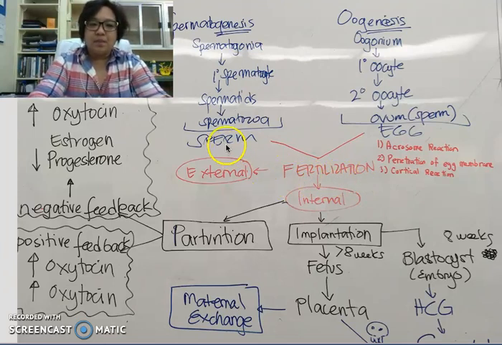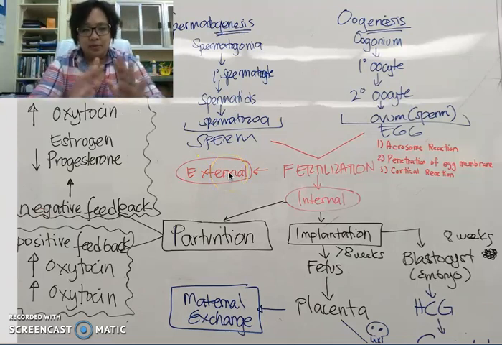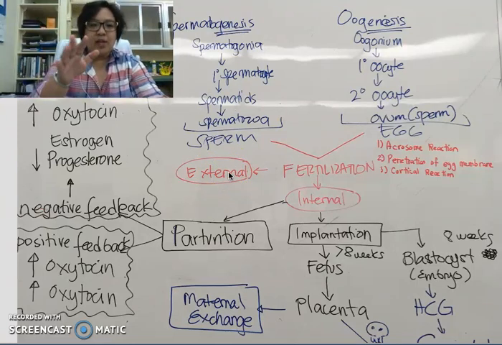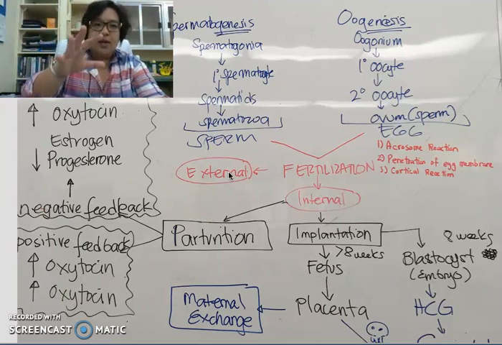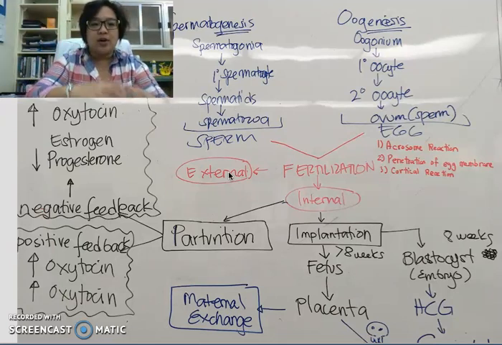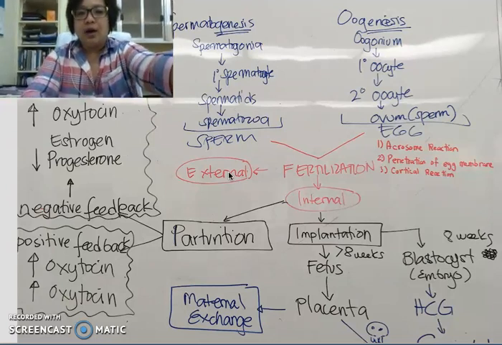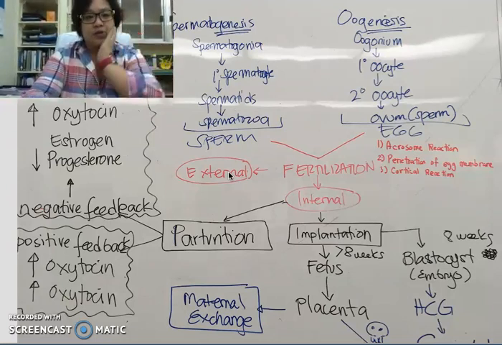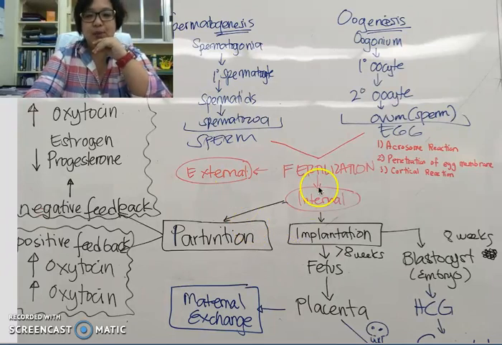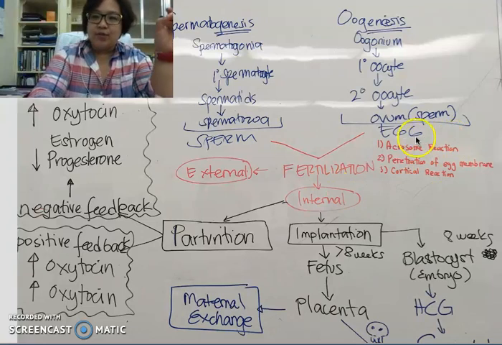Either the sperm is outside or the egg is outside. That's called external fertilization, for fish. So your female fish will spawn, will release eggs, and the male will be close by to release their sperm, and then the sperm and egg will unite in the water to reproduce. If it's internal, the sperm needs to be inside of the female's body. So we have to know these steps: acrosome reaction, penetration of the egg membrane, and cortical reaction.